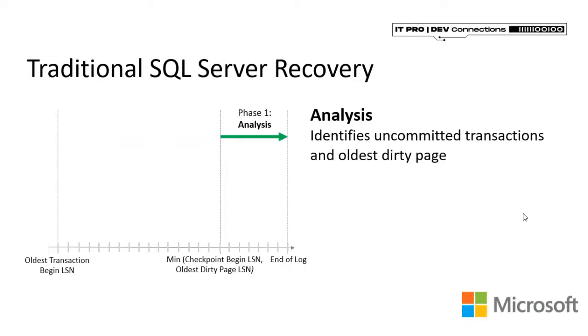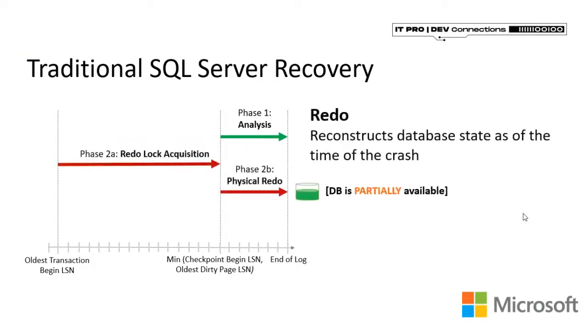The goal of this process is to identify any transactions that were uncommitted when the crash happened, so that we know these transactions need to be rolled back, but also to identify the oldest dirty page. As pages get modified, they become what we call dirty. So this process has a second goal of finding the oldest page that hasn't been flushed in the system.